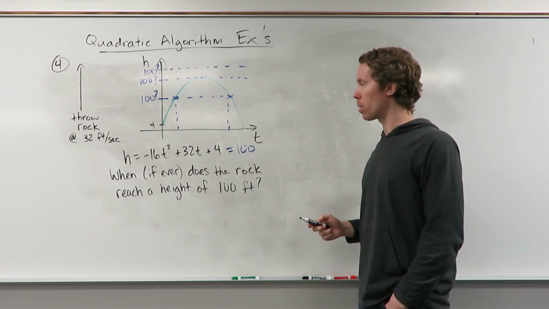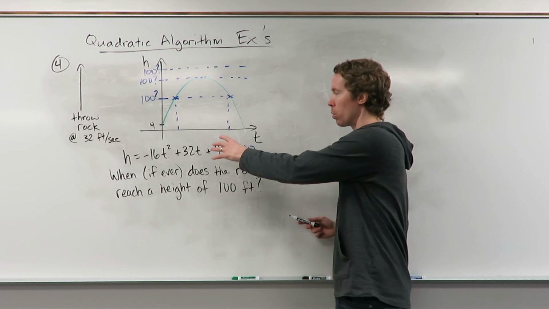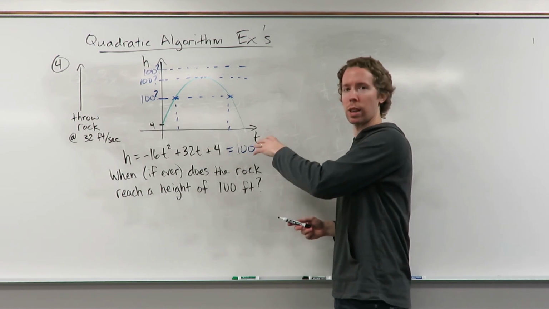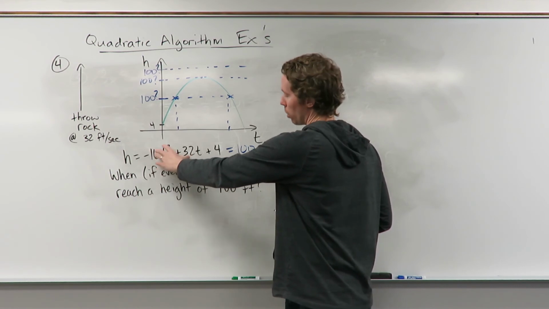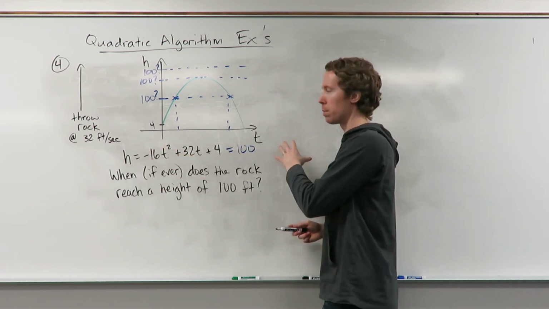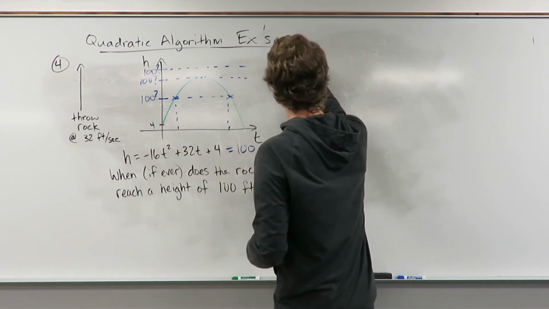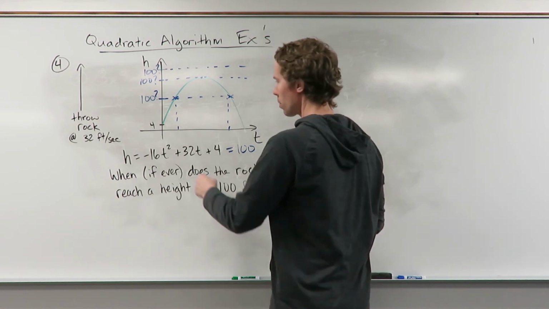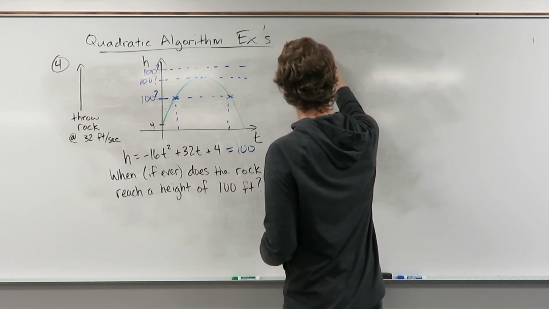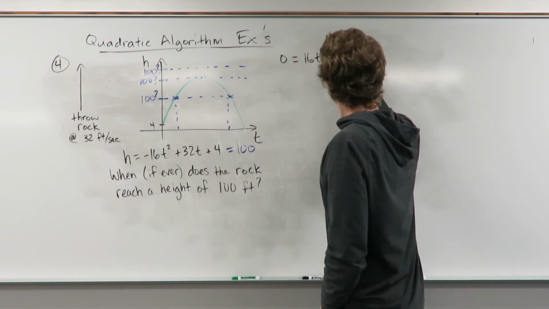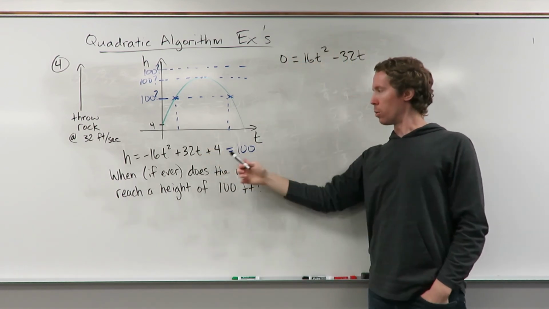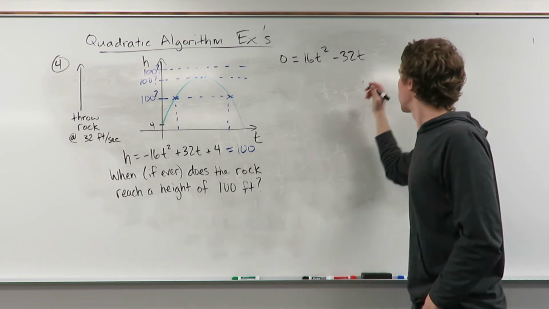Remember, for our algorithm, we always have everything moved over to one side, so one side is set equal to 0. So I'm going to go ahead and move all of this stuff over to the right side. So on the left, I'll have 0. On the right, I'll have positive 16t squared because I'm adding that to both sides. Minus 32t. And then when I subtract 4, I get a plus 96.